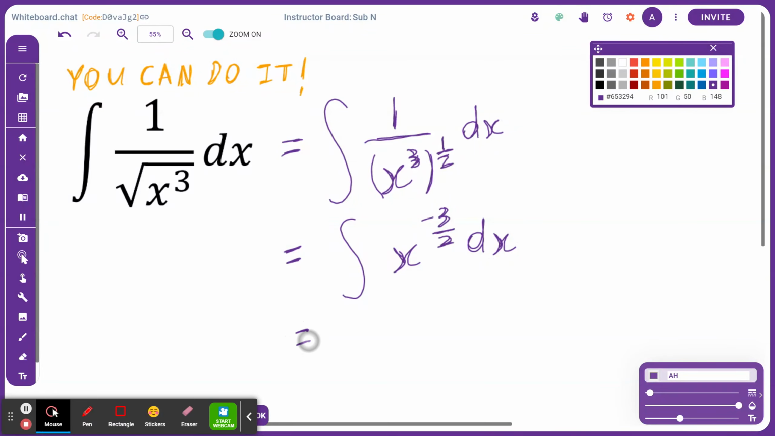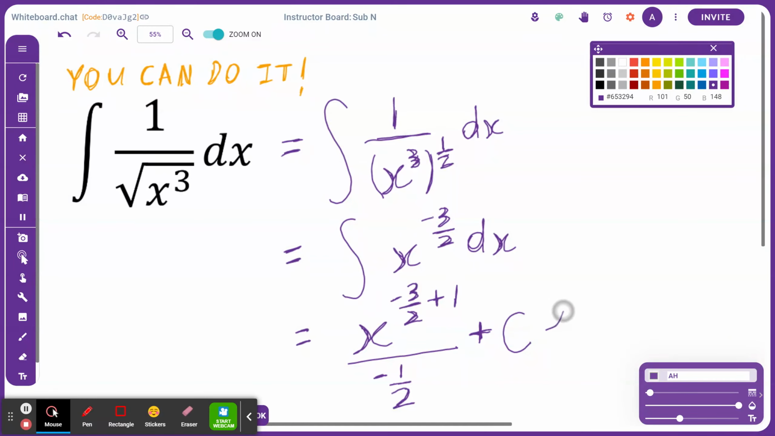Don't forget, when you find the antiderivative of x to the power of negative 3 over 2, you have to add 1 to the exponent. So in this case, it's going to be negative 3 divided by 2 plus 1, divided by the new exponent. So negative 1.5 plus 1 is negative 0.5, so divided by negative 1 divided by 2. And again, because you're looking for infinitely many cases, you have to add a constant c.